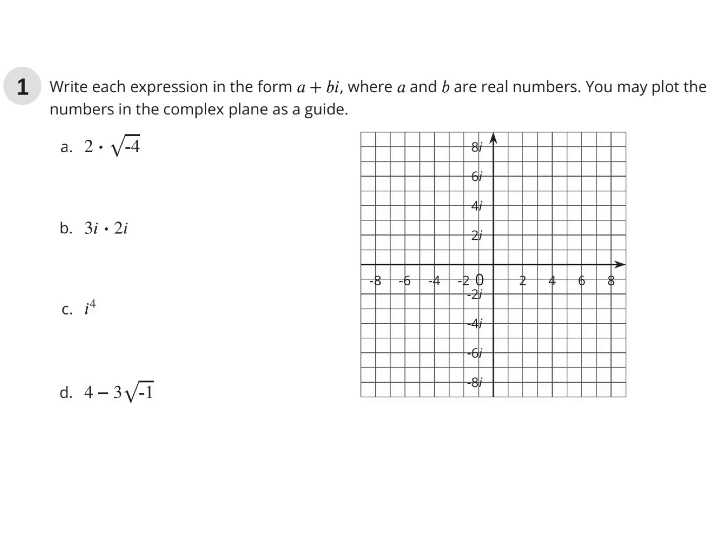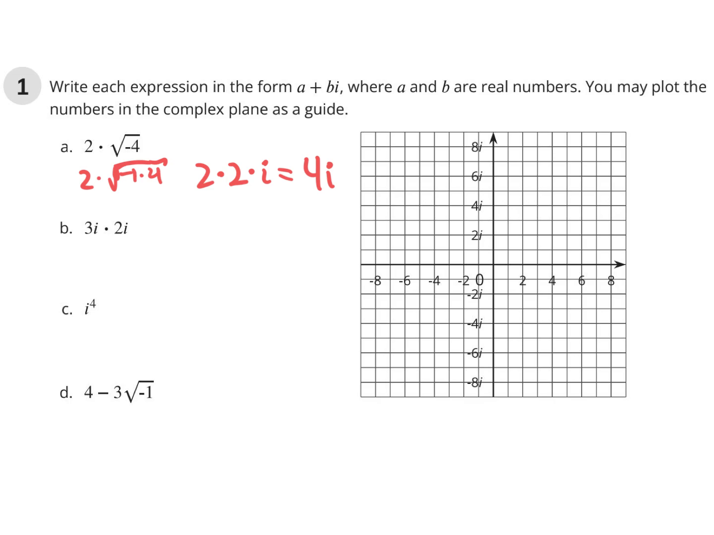Okay, so what we're going to do is, when you see a negative under a square root, separate that into -1 times 4. So this is 2 times the square root of -1 times 4. The square root of 4 is 2, so this becomes 2 times 2. The square root of -1 is i. So this becomes 4i. I'm not going to worry about plotting it on the graph.